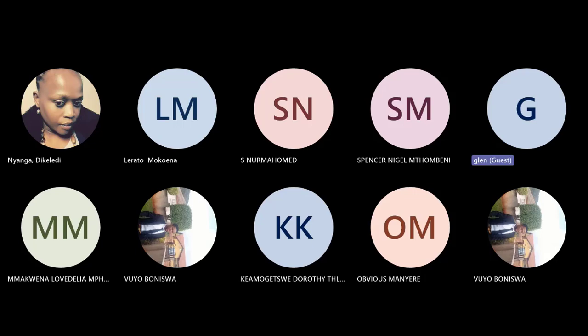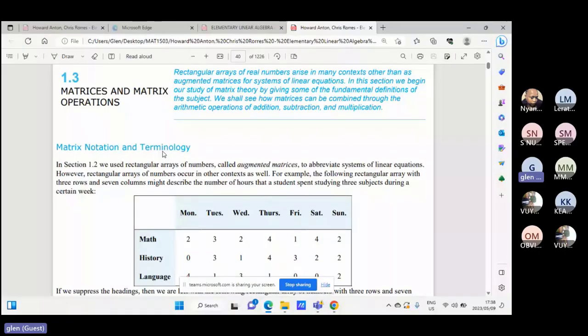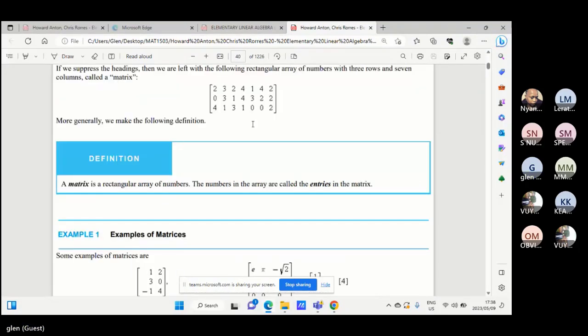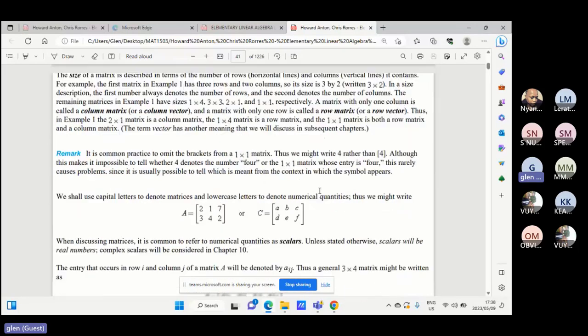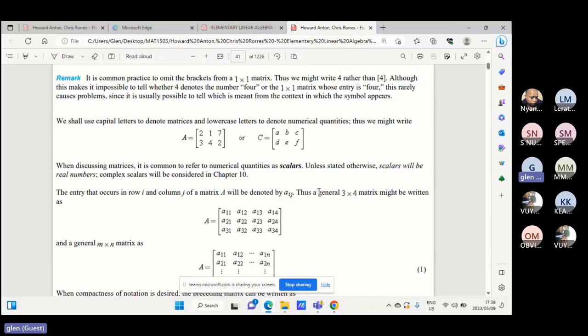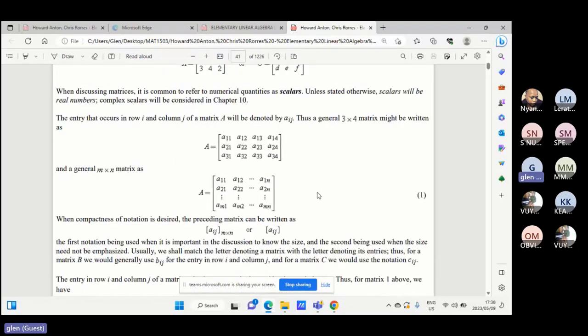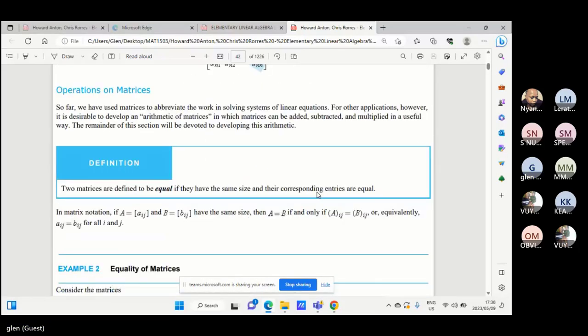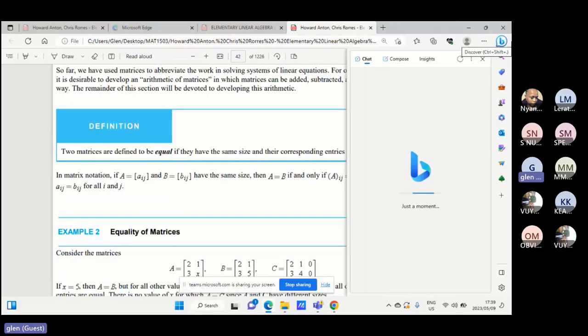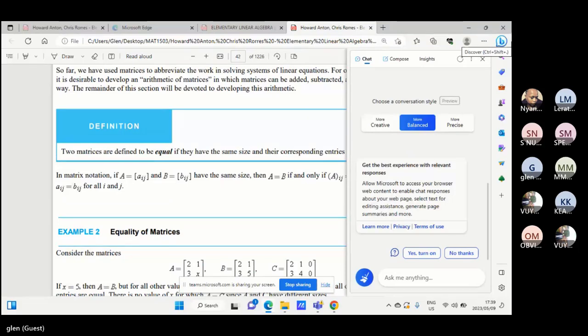Okay. Thank you, Lerato. Now let's look at matrices and matrix operations. We are already familiar with what a matrix is. They are just giving examples of matrices here. We know that a matrix has rows and columns. Now, let's start here. Let me give you a typical example.